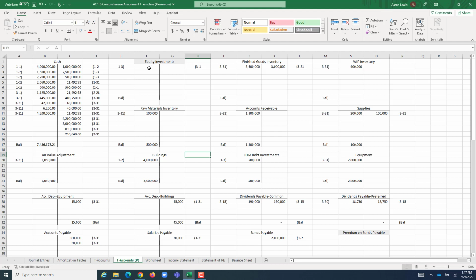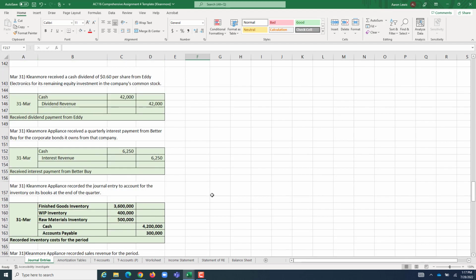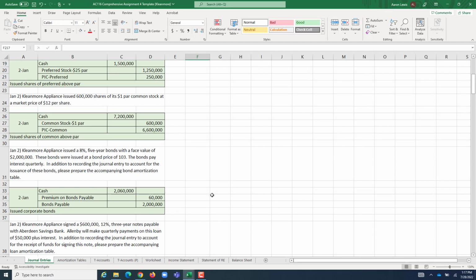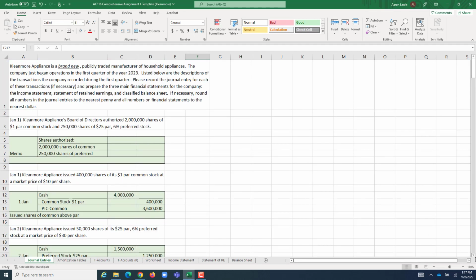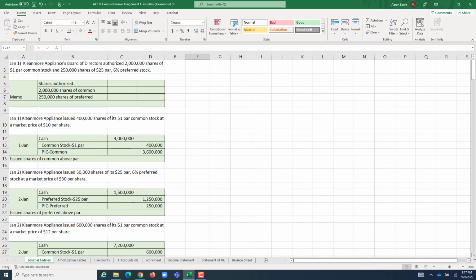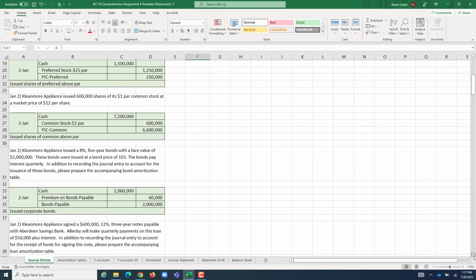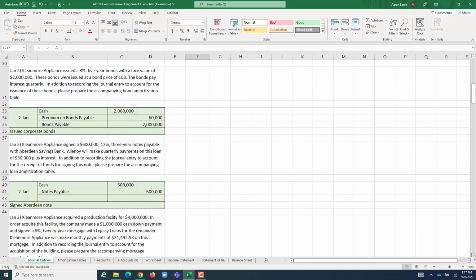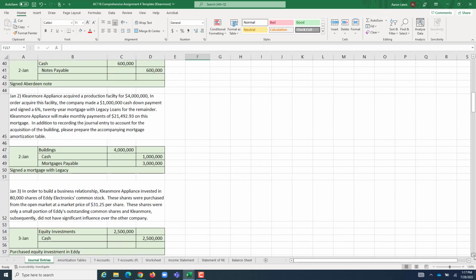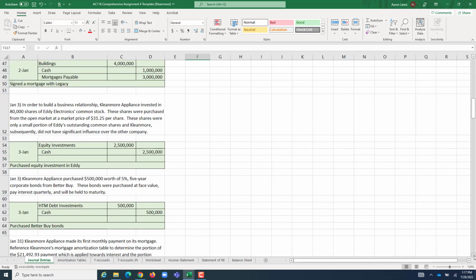So to find the balance of our equity investment T account, we need to go back to our journals and find every entry we recorded during the period that used equity investments. So here we don't have any yet. We don't have any here, nor here, nor there, but here we do. On January 3rd, Cleanmore purchased an equity investment in Eddy Electronics. In that entry, we debited equity investment for $2.5 million.